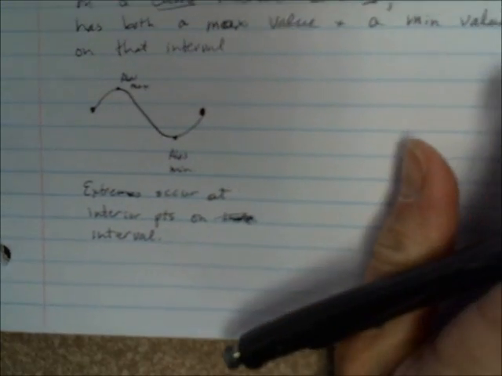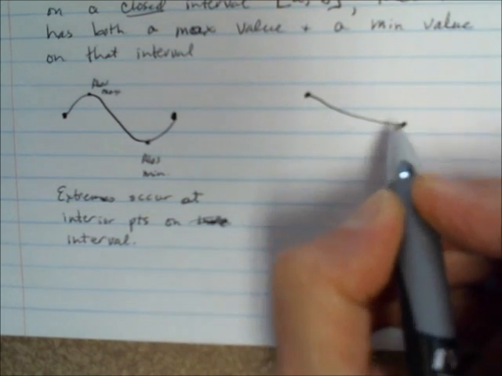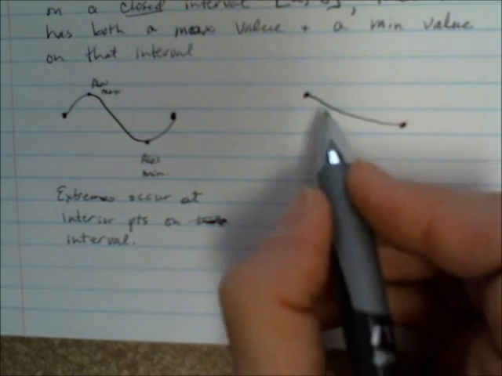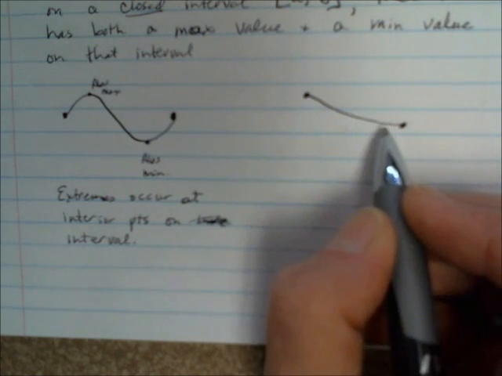All right, sometimes you'll have a graph that looks like this, or maybe it'll go up. But these maximum and minimum points, these extrema, they occur at the endpoints.